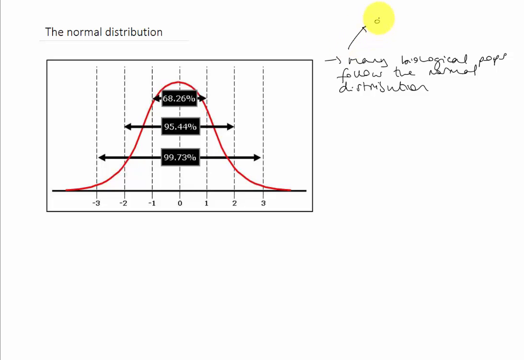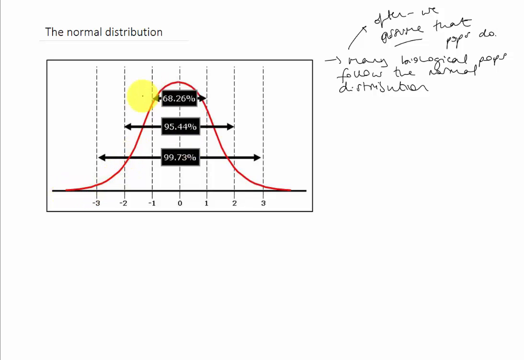And so often we just assume that populations do. So it goes both ways. Very often, if we're going to calculate the standard deviation of a sample, we'll assume that it follows a normal distribution. So what does this mean?